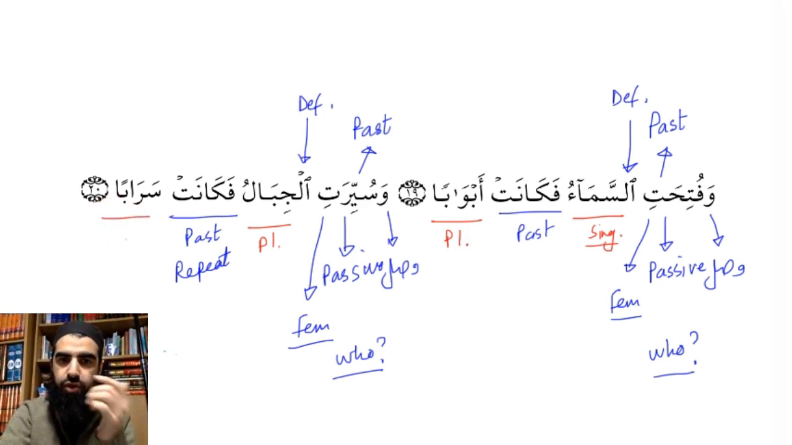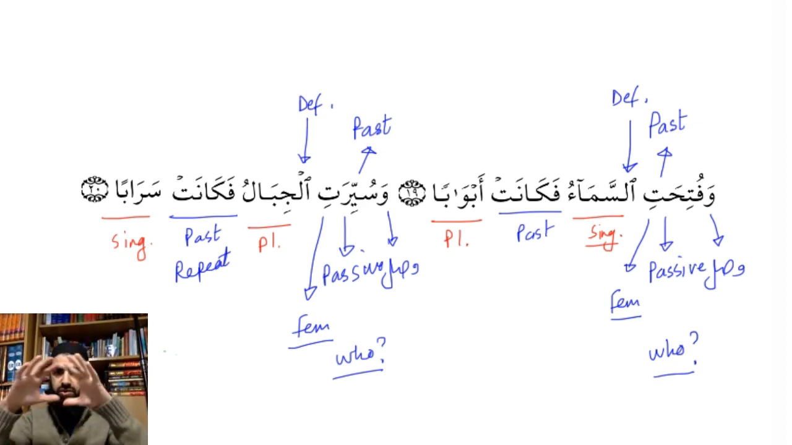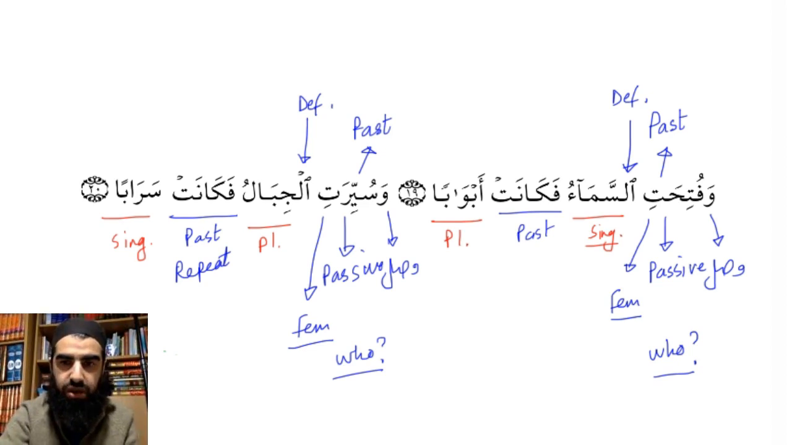Abwab is plural, sarab is singular. A mirage is one, you have one mirage, not multiple mirages. A mirage is just on the horizon. When you look at the horizon on a hot day, on top of your car, on top of the road, it's shimmering. It seems as though everything in the horizon is melting away. That's basically the mirage, the sarab.